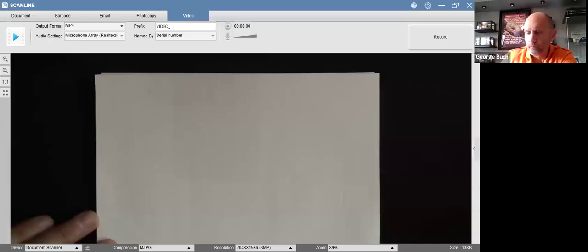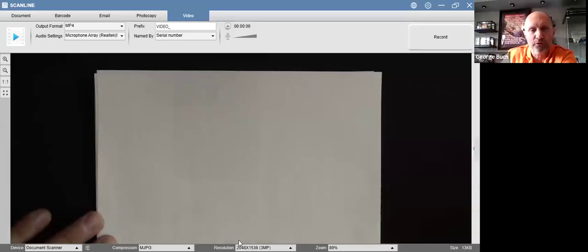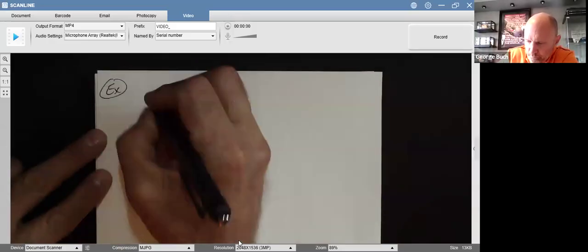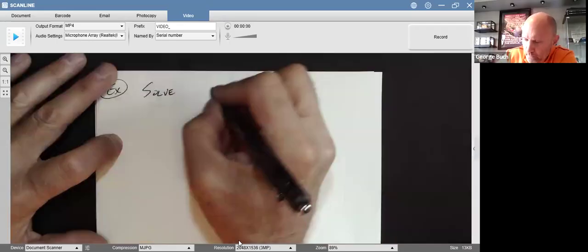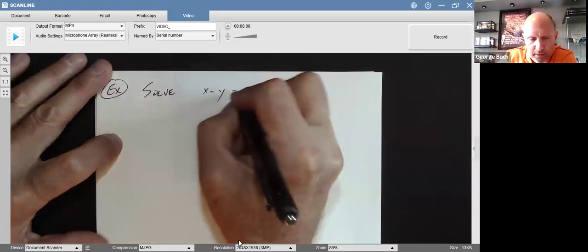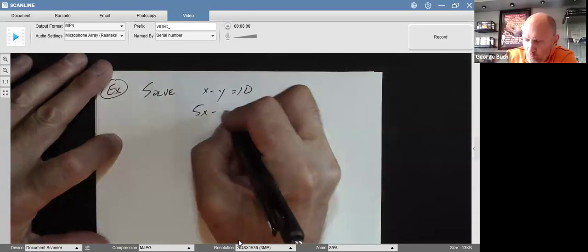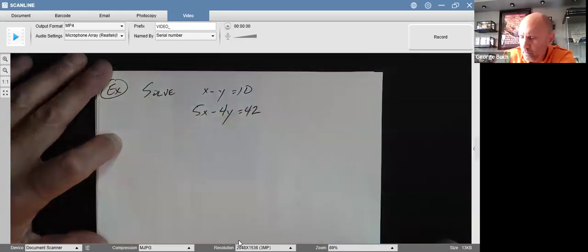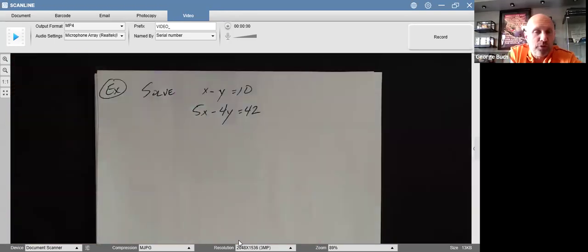Okay, so the first couple problems are going to be our system of linear equations. So we want to solve. We're given x minus y is 10 and 5x minus 4y is 42. So recall that we can do one of two things. We can do substitution, we can do elimination.